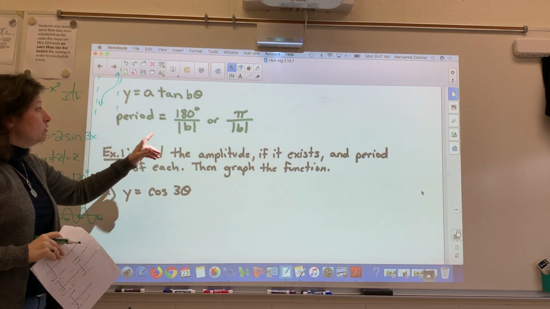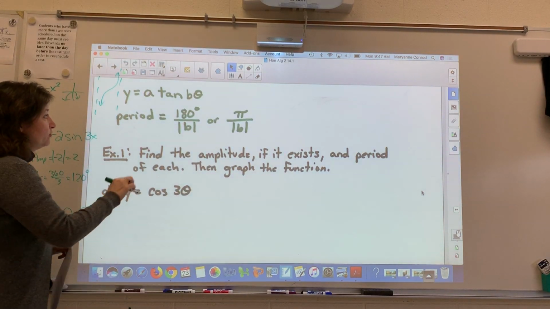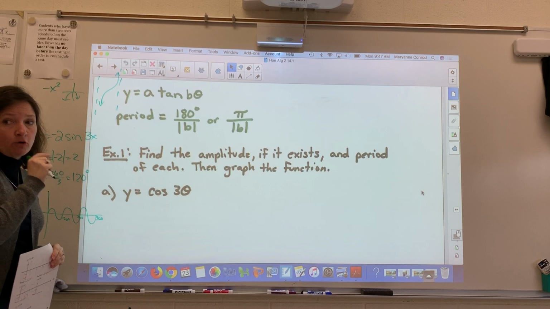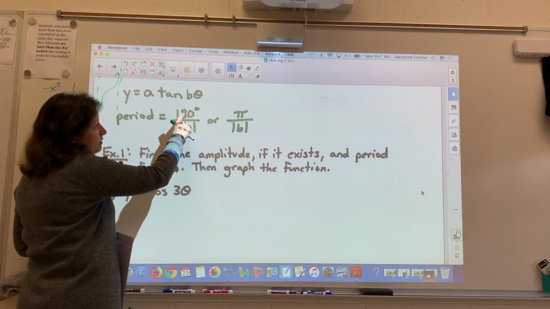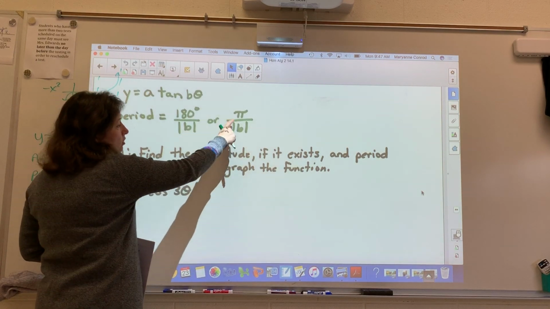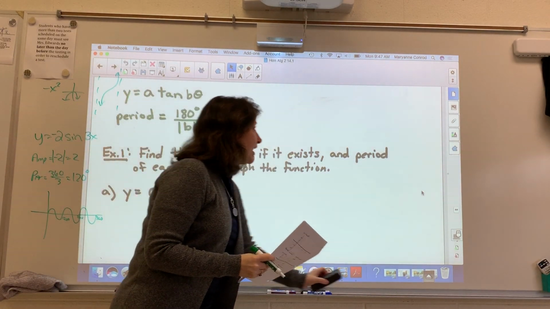Okay? The thing that does change is your period. The original period for tangent is not 360. Go back and look at our parent graph. It is 180. So the new period will be 180 divided by whatever b is, or for radians, pi divided by b. So we're going to practice some of these.